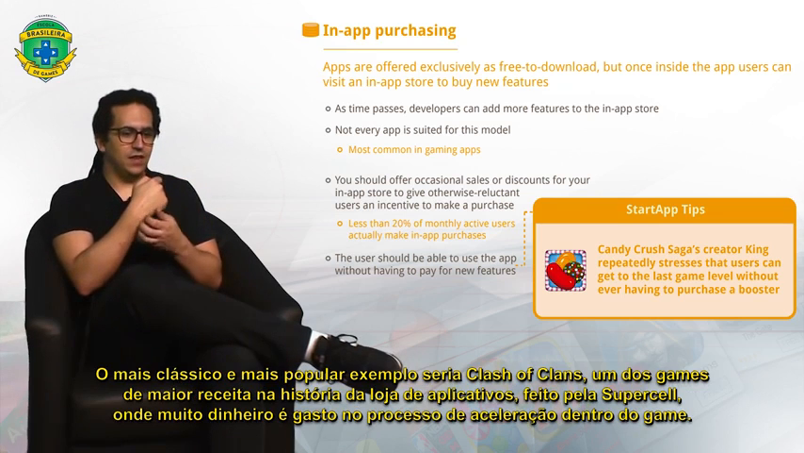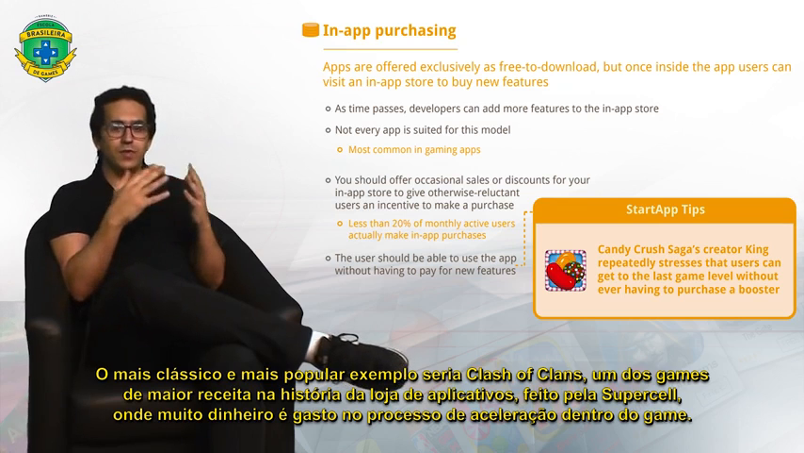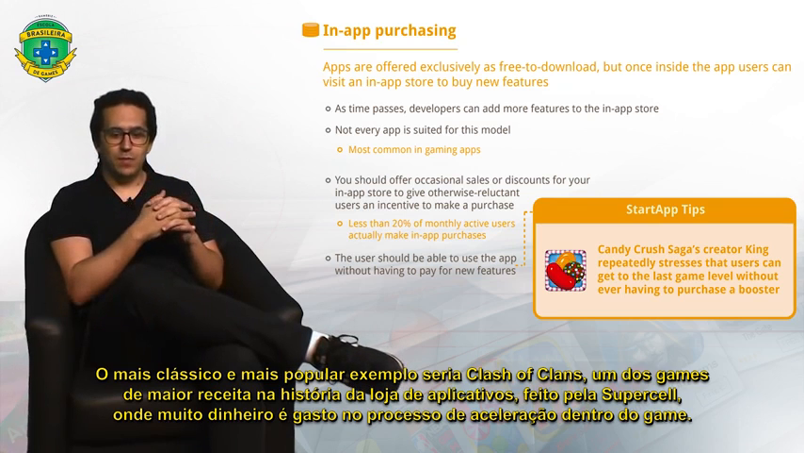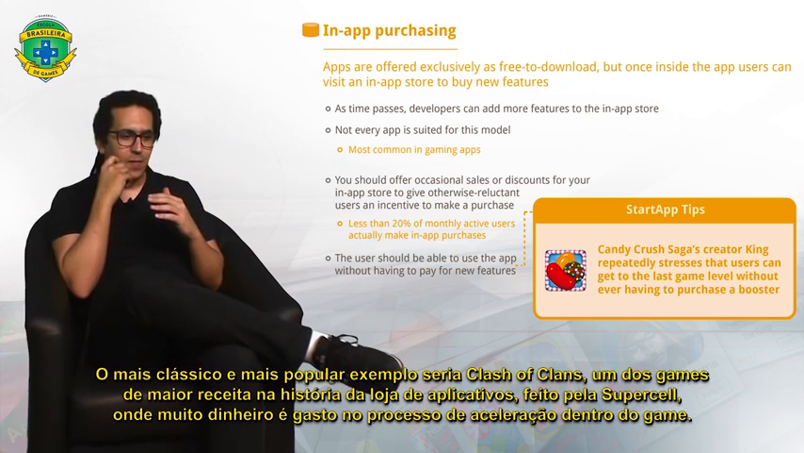The most classic and most popular example would be perhaps Clash of Clans, one of the most grossing games in the history of the App Store by Supercell, where a lot of the money goes into speeding processes up inside the game.